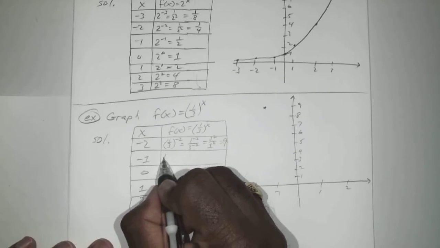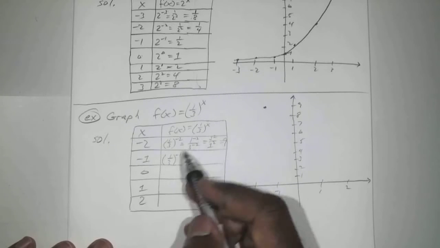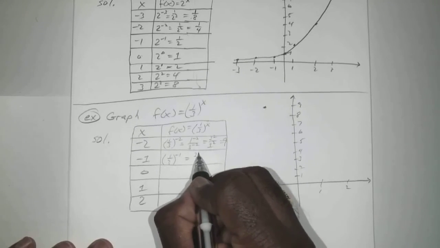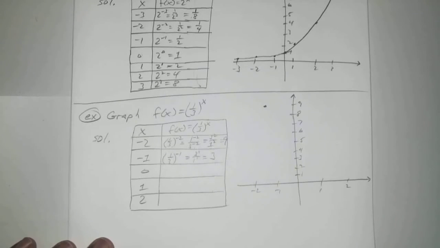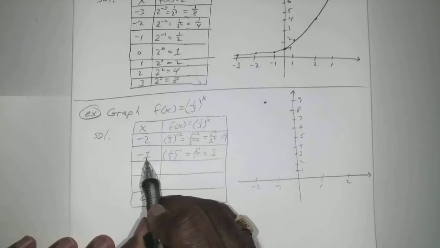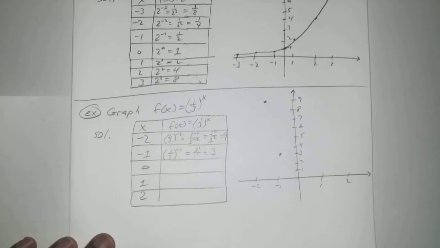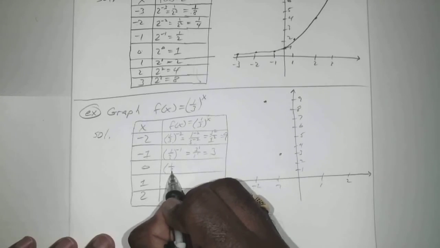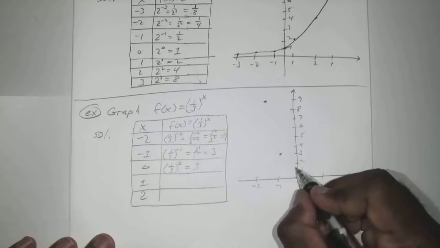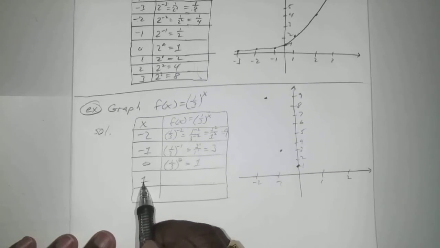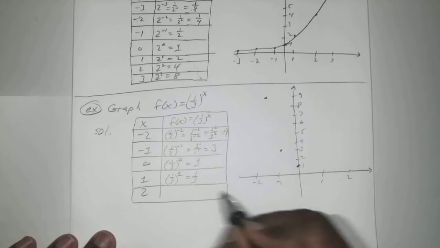When x is -1, we have 1/3 to the -1 power, which ends up giving us 3 to the 1 over 1 to the first power, which is 3. So when x is -1, y is 3, so we can go ahead and fill that in. Same thing with 0. We have 1/3 to the 0 power. That's just 1. Anything to the power of 0 is 1. When x is equal to 1, you have 1/3 to the first power, which is just 1/3.